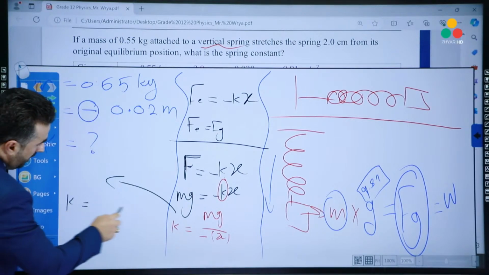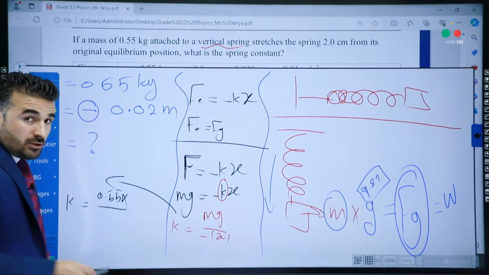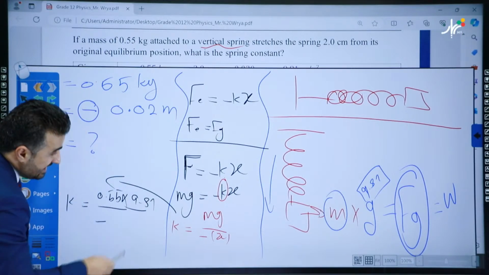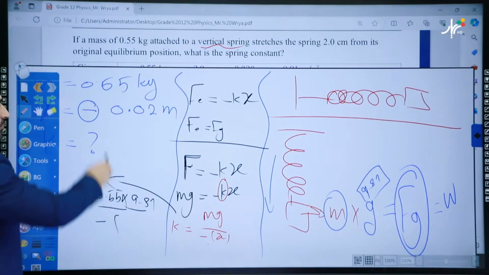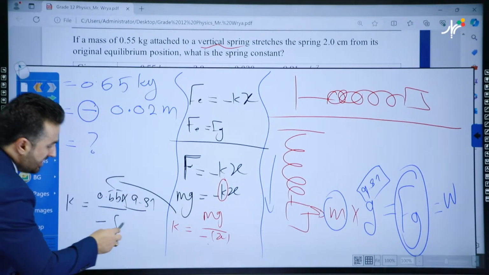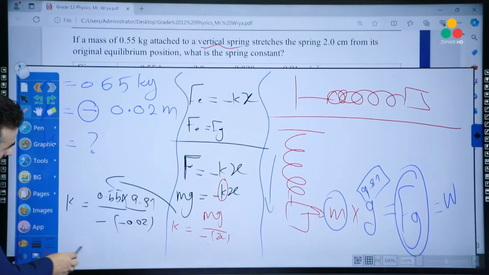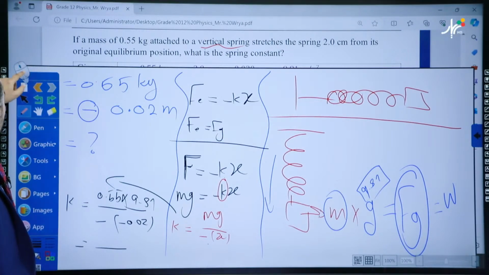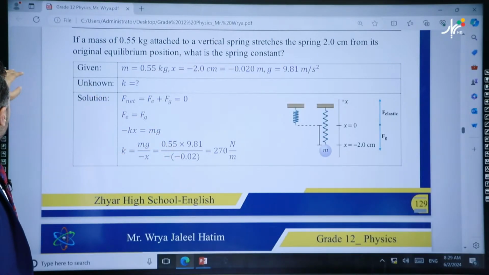So K now equals to what? Equals to the mass, which is 0.55, times gravitational acceleration. You do know the value, which is 9.81. Correct, yes? And then this negative, remember, this negative is from the equation, multiplied by x, but x is already a negative, yeah? Which is negative 0.02 meter. Negative becomes positive, and of course now, what will be the answer? You do the calculation and then you will see that the answer will be, let's see if we can take a look, the answer will be 270 Newton.